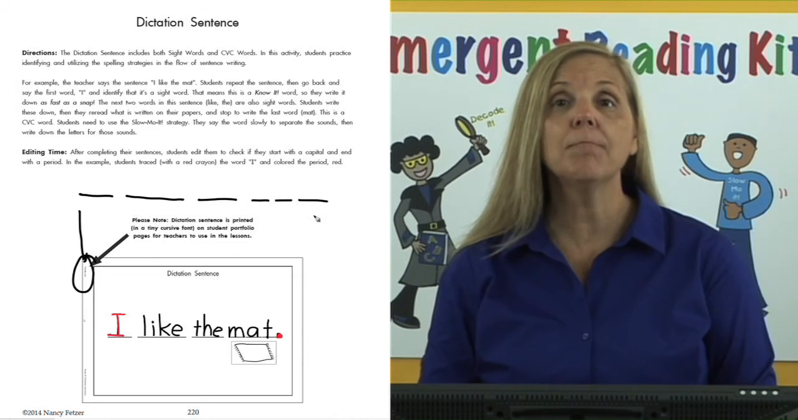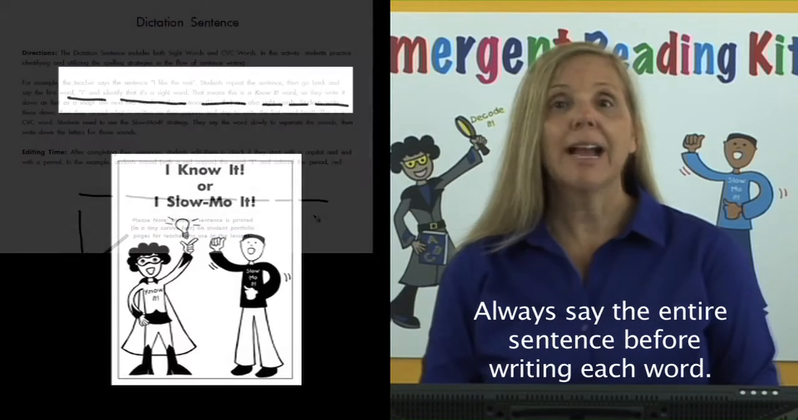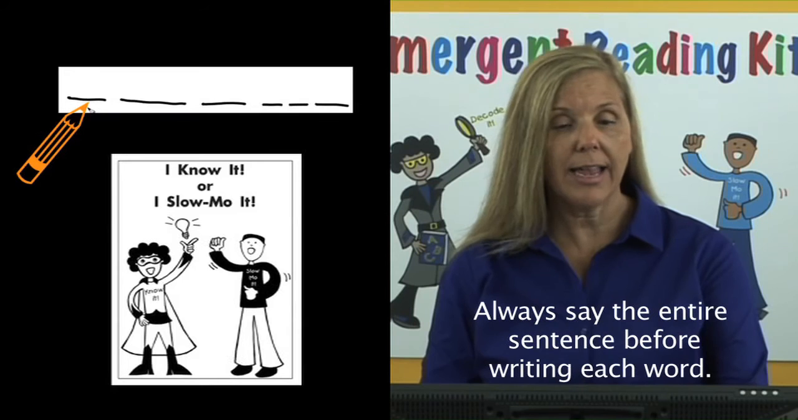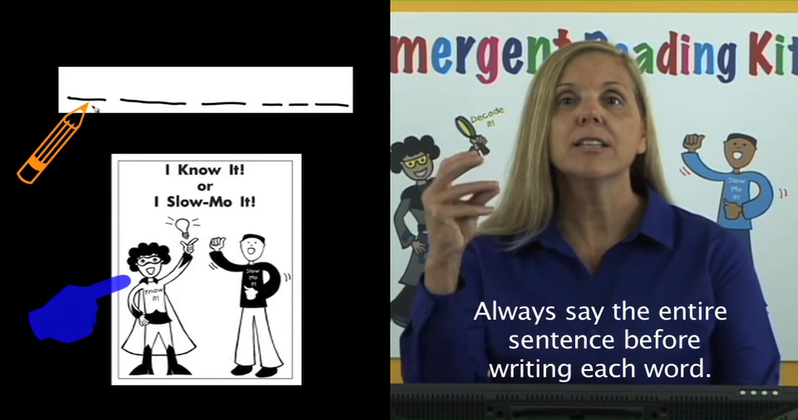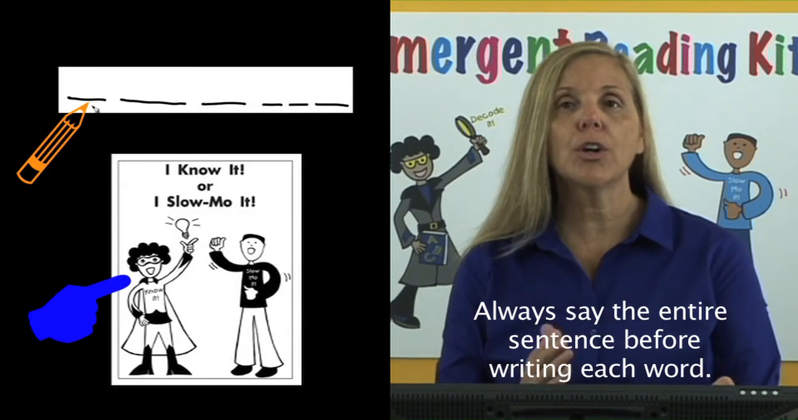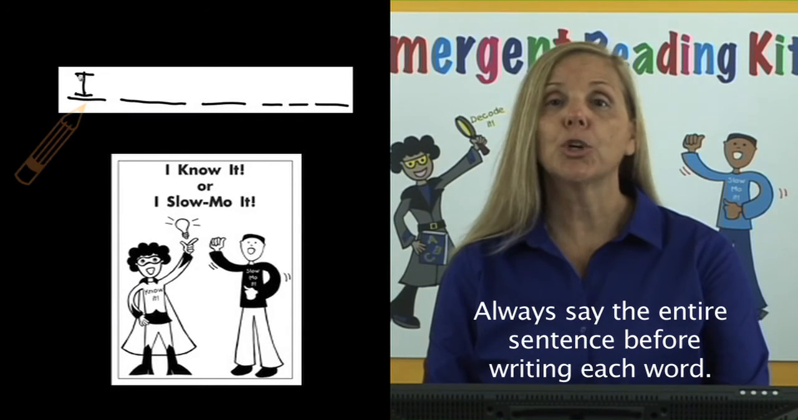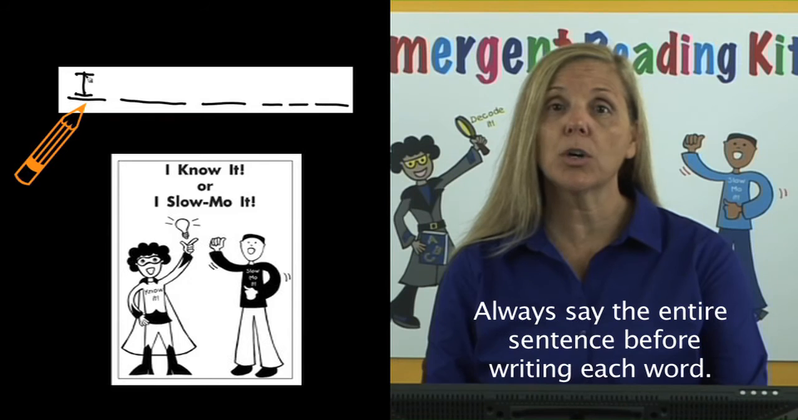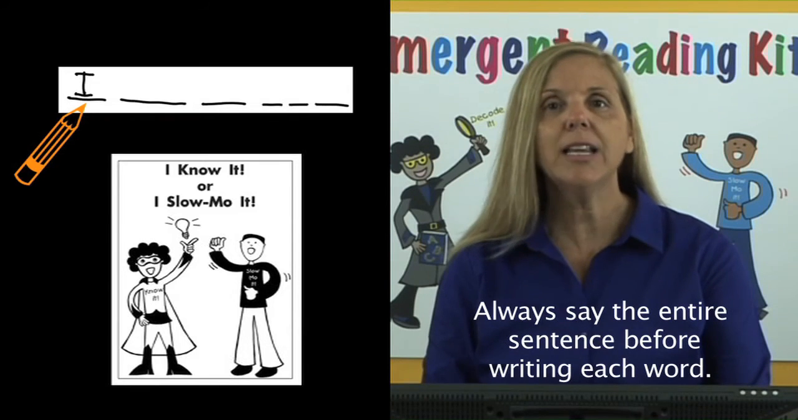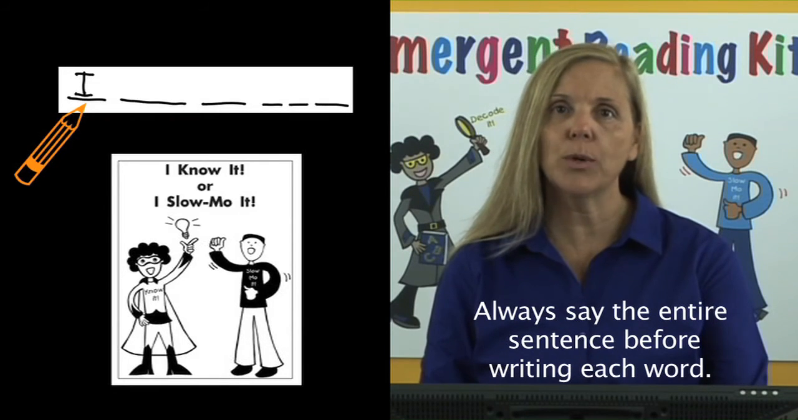Say the sentence again. I like the mat. Now let's touch the lines. I. What kind of word is that? Snap word. Find it on your chart or write it down if you know it by memory. I. So they write it down. Put your pencil underneath that first word. Say the sentence. I like the mat. Now let's read the sentence.